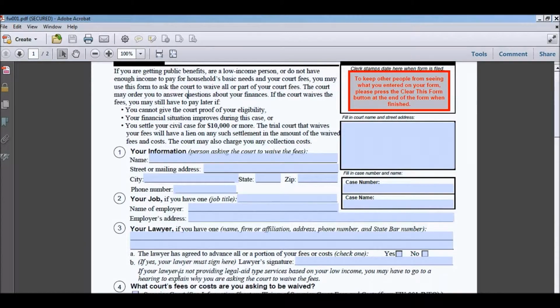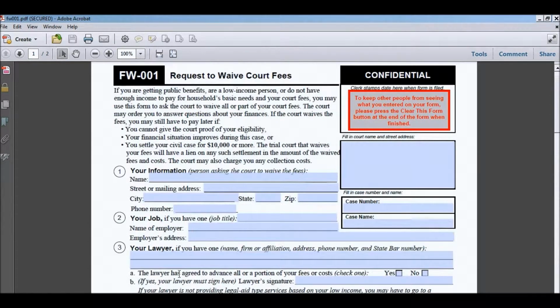So let's go ahead and go through this, and I will tell you what to do for each section. So for bubble number 1, it's basically fill in your name, your address, and your phone number.